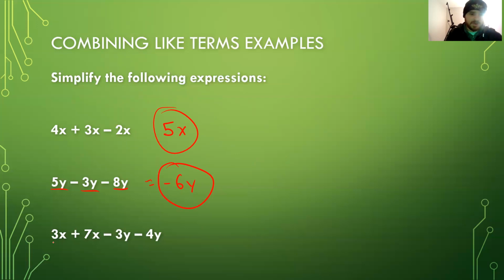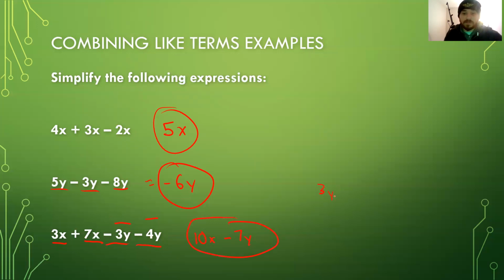And this last one's a little different. We have 3x, we have 7x, and then we have minus 3y and minus 4y. So now we have to start actually looking through and doing some different things with these. Now we can combine the x's, so 3x plus 7x, that just gives us 10x. And then we have minus 3y and minus 4y. Now this is part of why I said the symbol really matters here. This is negative 3y minus 4y, which is going to give us negative 7y. And then we can just combine it like this.